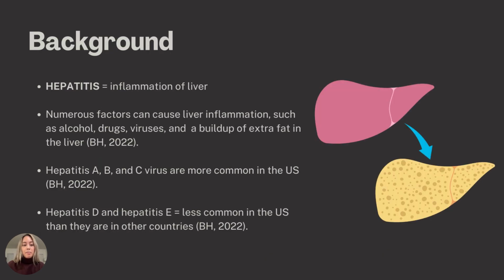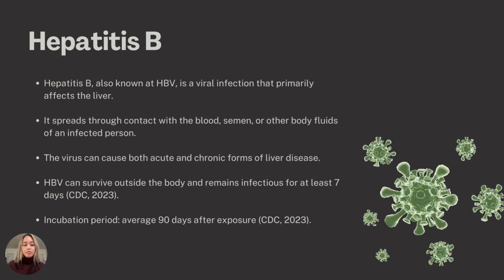Just want to go over some background of what hepatitis is. It is the inflammation of the liver. There are many factors that can cause this, which include alcohol, drugs, viruses, and a buildup of fat in our liver. We may have heard of hepatitis A, B, or C, which are the most common ones in the United States, but there are also hepatitis D and E, which are less common here. But today, we're going to focus on hepatitis B.